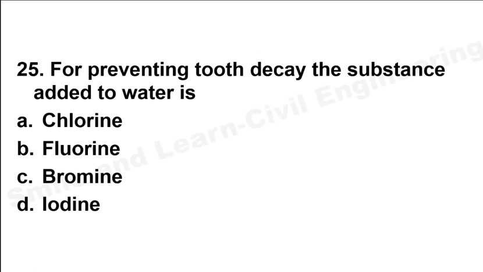Okay. Next question, for preventing tooth decay, the substance added to water. So in order to prevent tooth decay, fluorine, but I have a confusion with this question. Not fluorine, but it is fluoride. But you see, fluoride is the one which causes mottled teeth and decay of bones. Excess of fluoride causes that. So whether this is additionally added or not, I have no idea. If you know the correct answer, or anything related to this topic, you can mention it in the comment section.